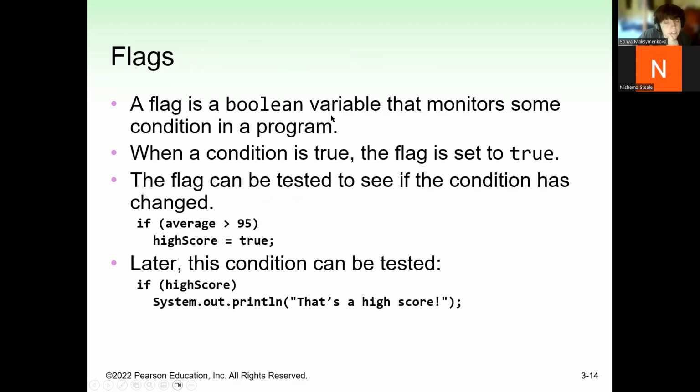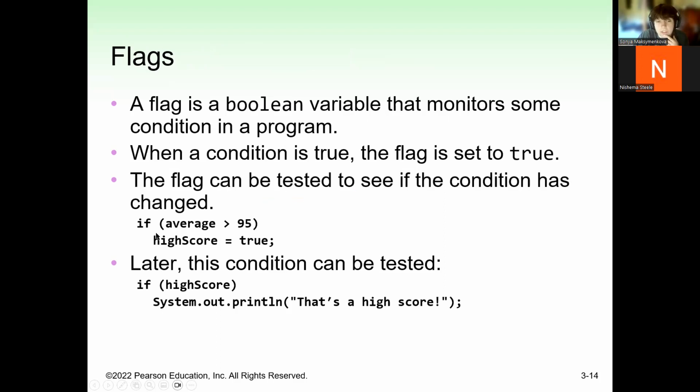Now, flags are just Boolean variables, so they can either hold true or false. A flag holds that value for you to monitor whatever happens in your program, if some condition changes to true or if some condition changes to false.